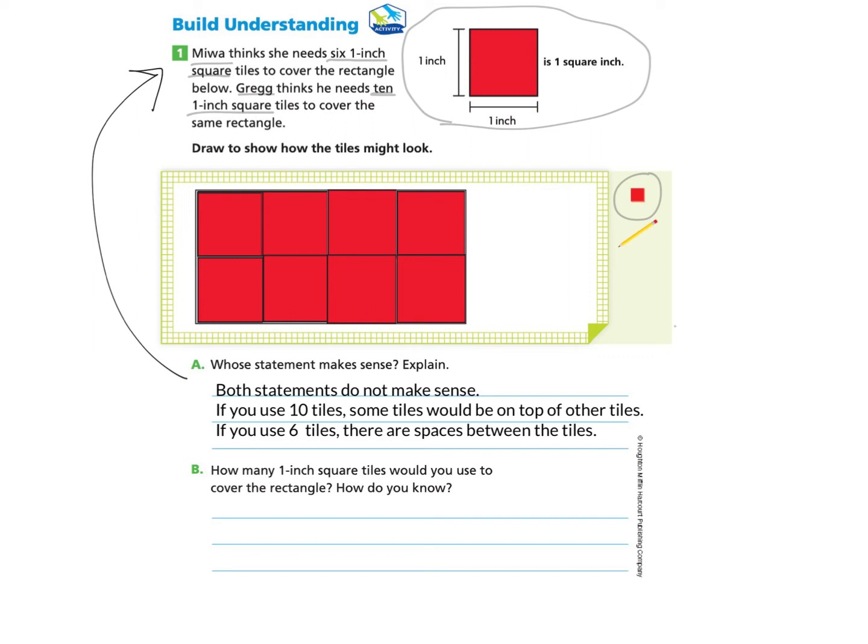Question B asks, how many 1-inch square tiles would you use to cover the rectangle? And how do you know? Well, that's an easy one for me because I already created the 8 tiles that were on the rectangle, and I know because I used the tiles to create it myself. I can explain my thinking by answering that there were 8 1-inch square tiles needed to cover the rectangle, and I covered the rectangle with 2 rows of 4 squares.